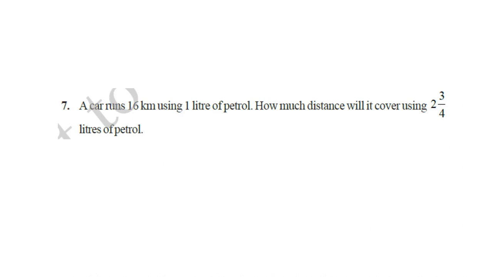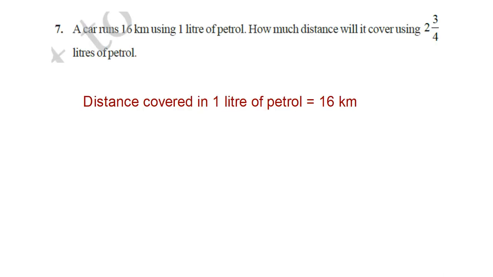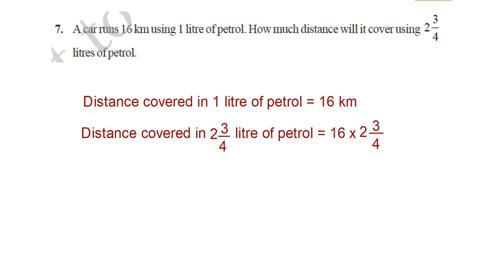Here is question number 7. A car runs 16 km using 1 liter of petrol. How much distance will it cover using 2 3 by 4 liters of petrol? Distance covered in 1 liter of petrol you can write as 16 km. Now for 2 3 by 4 liters of petrol, how will you find out the distance? Yes, you have to multiply 16 into 2 3 by 4. So we can write distance covered in 2 3 by 4 liters of petrol as 16 into 2 3 by 4.